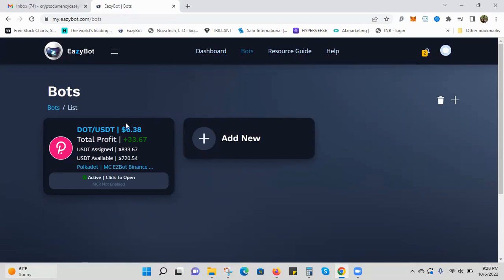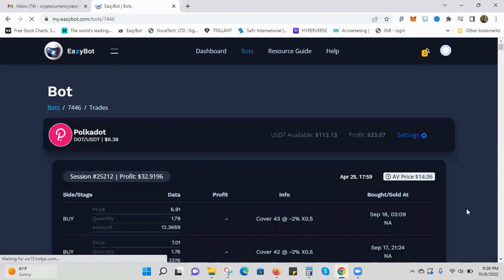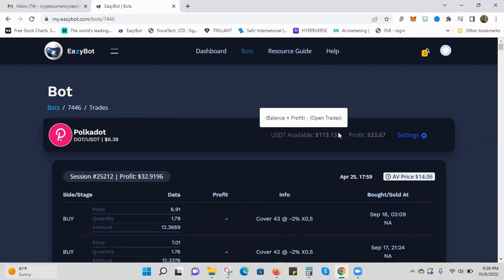Okay, so it's been saved. So let's go ahead and open this up, and I'll show you in here a couple of the adjustments that have just been made. Okay, number one. So we went from only $10 available to now we have 113 available to take more trades, which is great.